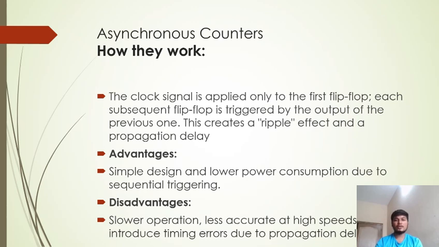Asynchronous counters work such that only the first flip-flop has the external clock pulse and the others have the previous output as the clock pulse, so it creates a ripple effect, and so it has propagation delay. Advantages: it has a very simple clock pulse design and its power consumption is very low. The disadvantages: it is only used for low-speed applications and it has some delays.